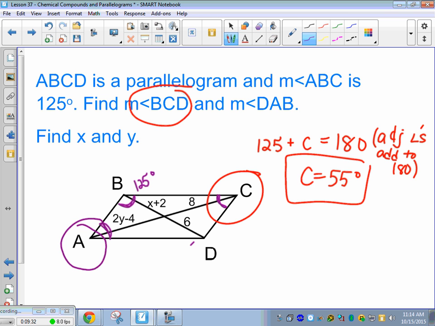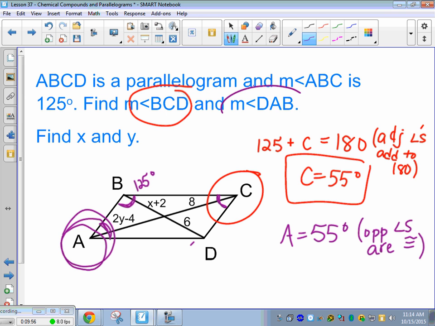All right, now we want to find angle A. So Luke, what's angle A equal to? Good. It's equal to C. So it's equal to 55 degrees. The reason is because opposite angles are congruent. So state the reason. Okay, that's all the angles. We found angle A, angle C. Now we need to find x and y.